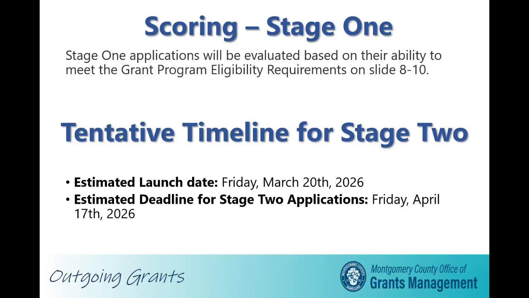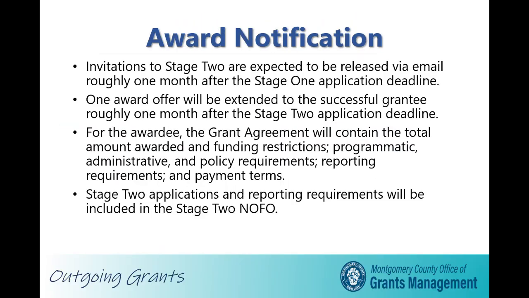And the tentative, keyword on tentative, timeline for stage 2 is we hope to launch Friday, March 20th, and then the application will be about a month long with a tentative closing date of Friday, April 17th, give or take a couple of days if we launch later or earlier. But please monitor your emails and the grant program page for updates. Stage 2 will have a separate application program page and a separate application because it will be much more complicated.